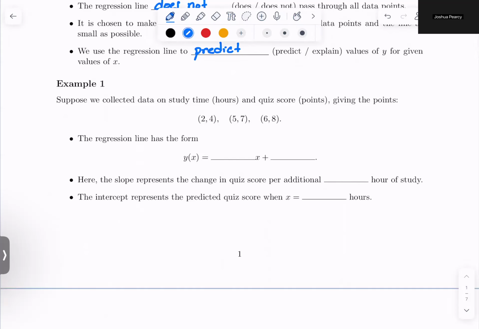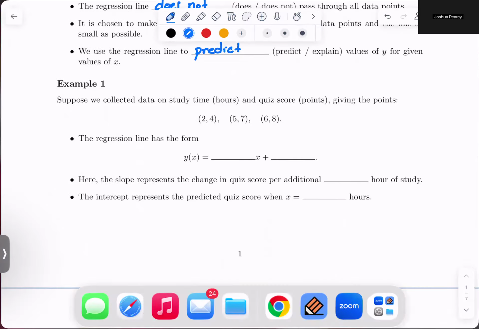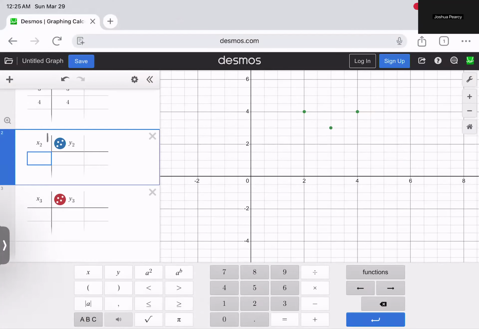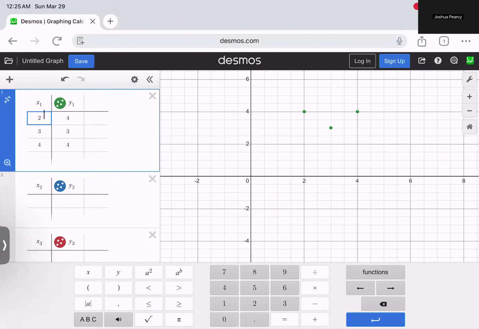Suppose we collect data on study time, measured in hours, and quiz score, measured in points. And we want to use these 3 data points to create a regression line. Since I'm not in class to show you on the document camera how you do this on the calculator, we're just going to do it in Desmos. I'll show you first how I create these things.